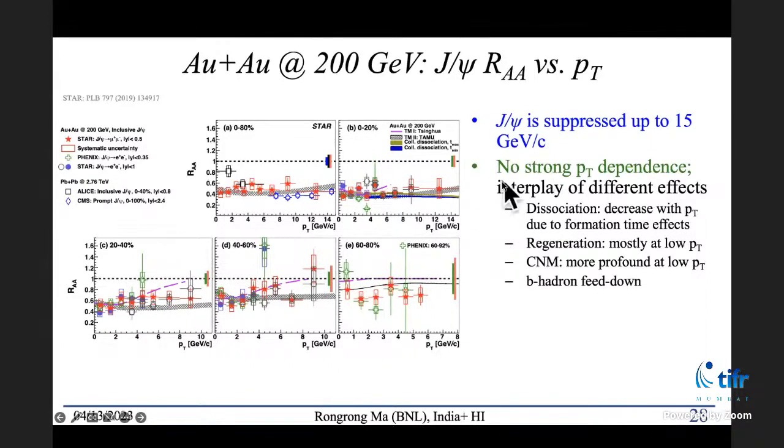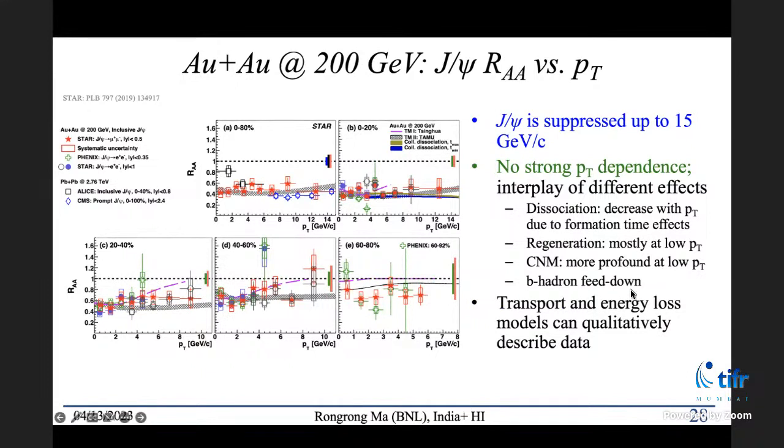This could be an interplay of different effects I mentioned at the very beginning. For example, the dissociation effect, we expect this effect to decrease with pT because of the formation time effect: the higher pT J/psi can fly out of the medium faster. Also, there might be regeneration, which is mostly at low pT. And the cold nuclear matter effect, as I said earlier, you see a suppression at low pT, and at high pT we don't see that. Also, you might have the B hadron feed-down, because what we measure here are inclusive J/psi, not prompt J/psi. You might have feed-down from bottom hadrons at high pT. All of these effects together result in this rather insignificant pT dependence.